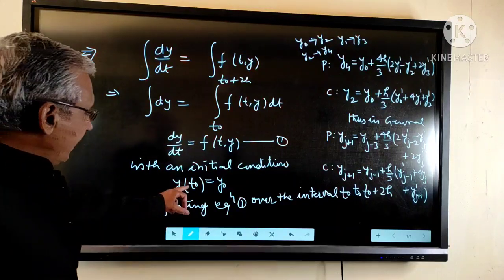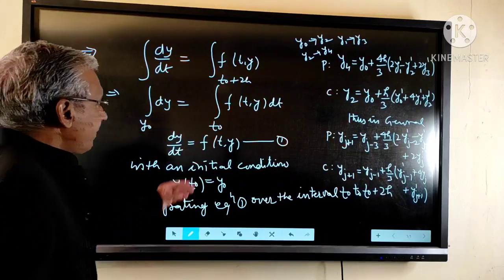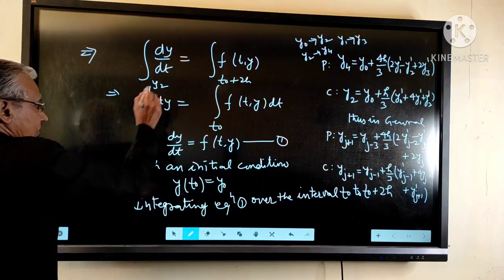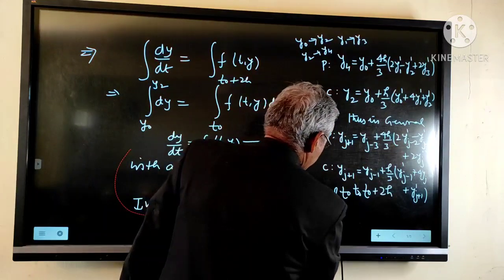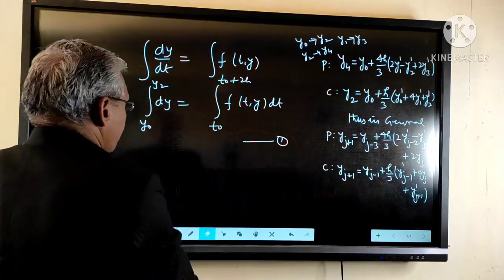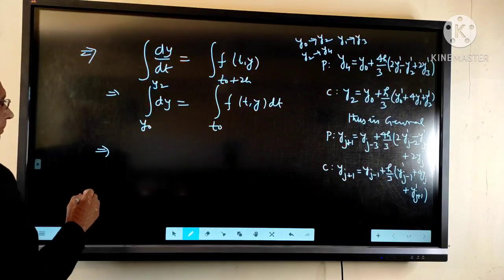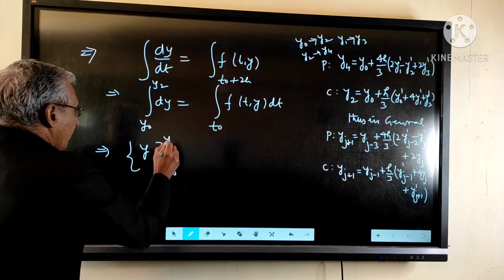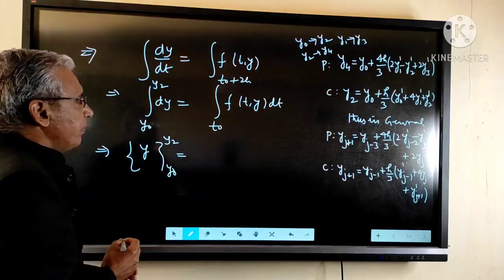We know that when t equals t0, the value of y is y0. At the point t0 plus 2h, the value of y is y2. After integrating, we have y within the limits y0 to y2 equals the integral from t0 to t0 plus 2h.